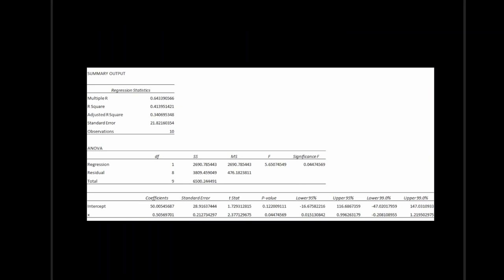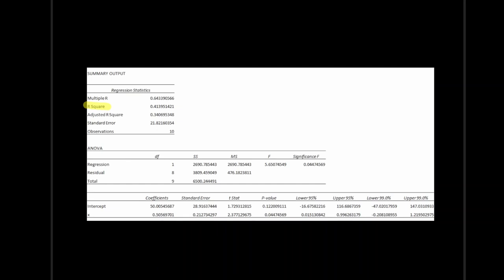In this case, we have output from Excel. So if you were to run a regression in Excel, you would get a situation like this. That is, we start up at the top with those regression statistics. To start off, what do we have? First thing we want to take a look at is probably this term here, R squared.